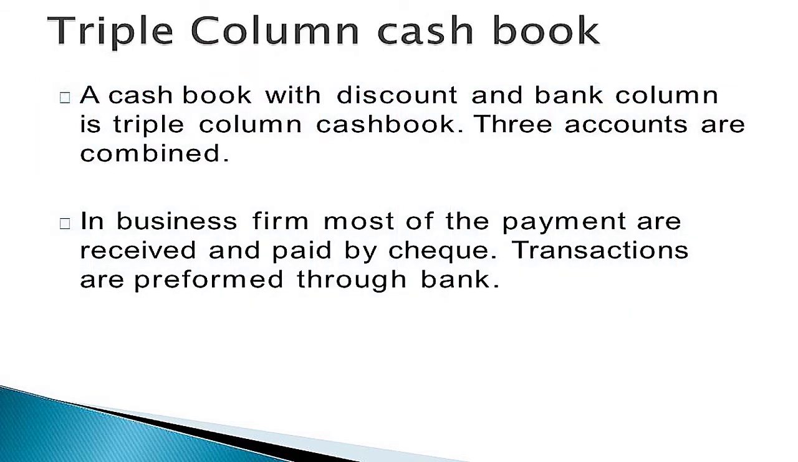Next one is the triple column cash book. A cash book with discount and bank columns is a triple column cash book. Okay. In the triple column cash book, in addition to the discount and cash, one more column is added. That column is called the bank.